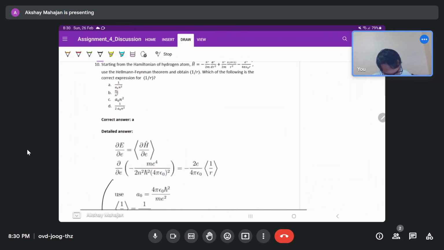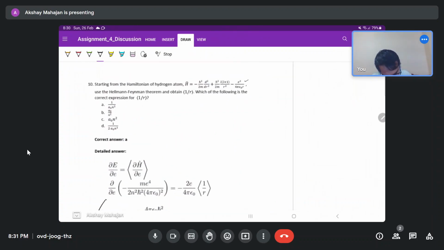So this is also just formula based. All you have to do is understand which parameter you have to differentiate with. And here we can see that it should have been with e, because then you don't have to take care of the other two terms and you get 1 by r, which is what was asked.